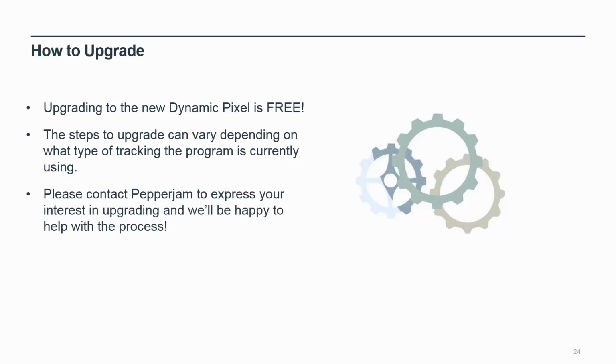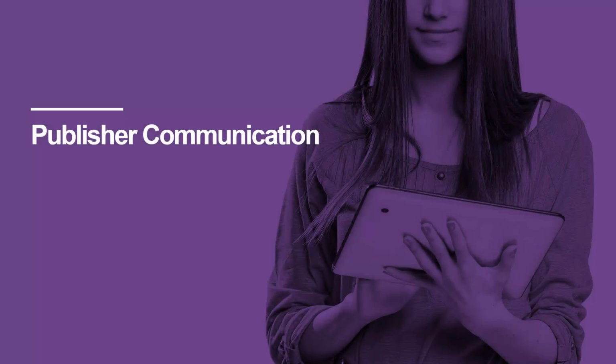The actual upgrade process depends on what your current tracking pixel looks like. Essentially, with any upgrade, we will need to have you place a new dynamic pixel and complete extensive testing to ensure everything is working properly before you switch over. Please let our advertiser support team know that you would like to upgrade and we can discuss the next steps to make this happen.